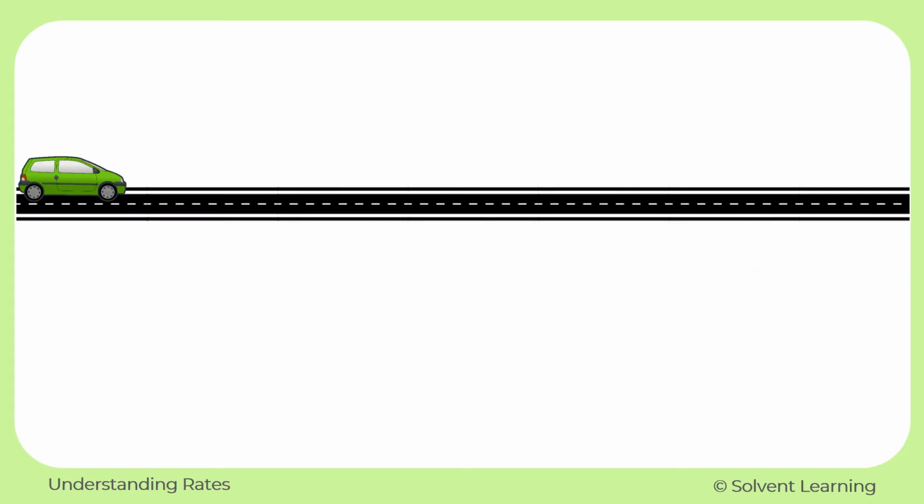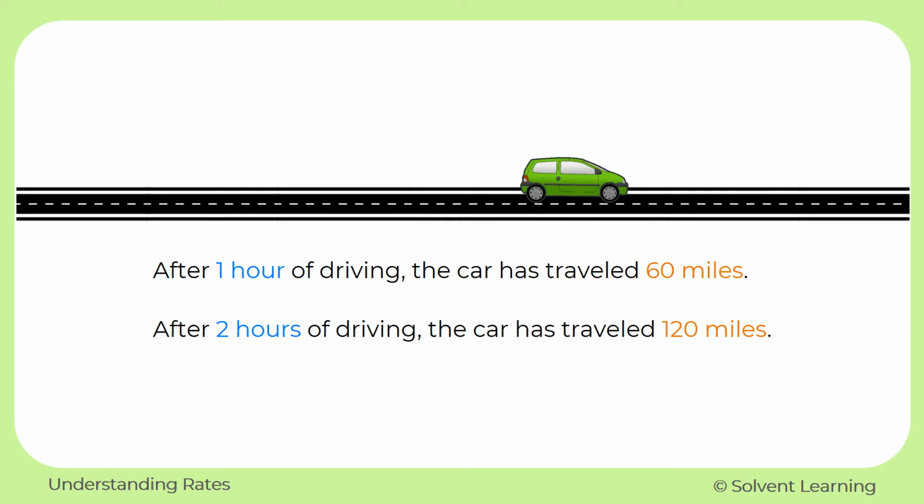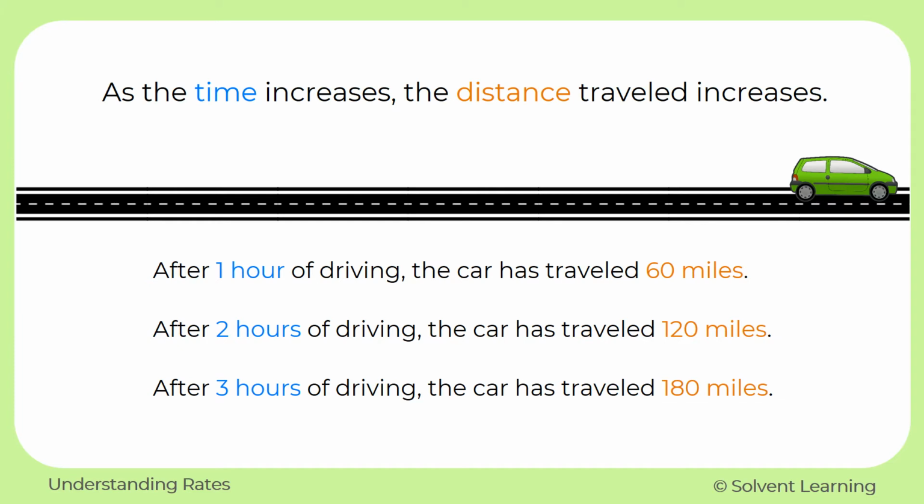So let's say we're driving along in this car and we want to keep track of how far we've traveled as time has passed on. After 1 hour of driving, the car has traveled 60 miles. After 2 hours of driving, the car has traveled 120 miles. And after 3 hours of driving, the car has traveled 180 miles.